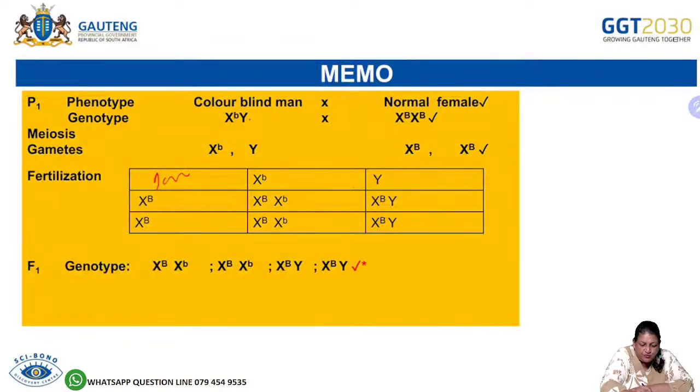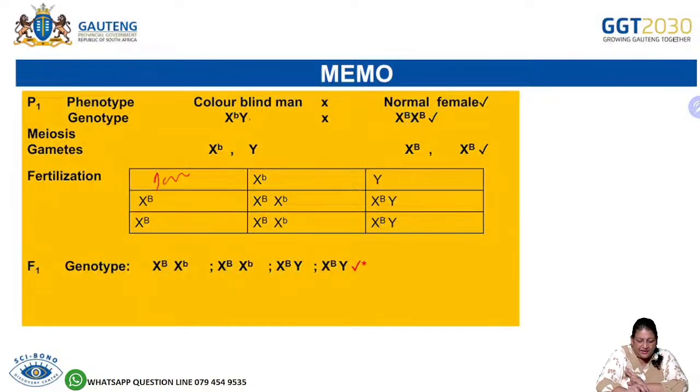Then you write down the F1, which means the offspring, and you describe the offspring. These are the genotypes, you get a mark for it, okay? There's 1 female, she's going to be normal. That's the phenotype. You cannot say she's normal but a carrier, because you cannot see a female carrying the allele. So you look at the phenotype: normal female, normal female, normal male, normal male.